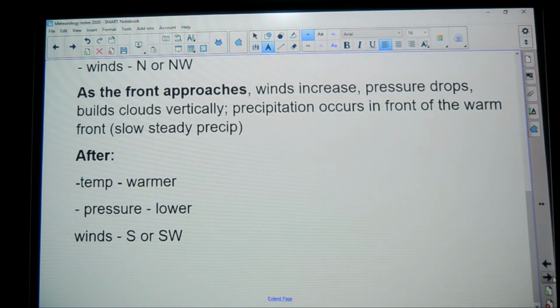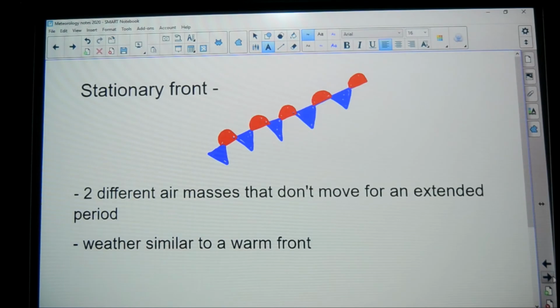So we did cold front and warm front. Very different from each other. Next front, stationary front. Notice you have your cold front symbol on one side, warm front symbol on the other side. Stationary means it's not moving. It's staying there for an extended amount of time. Weather is going to be similar to that of a warm front, so precipitation.